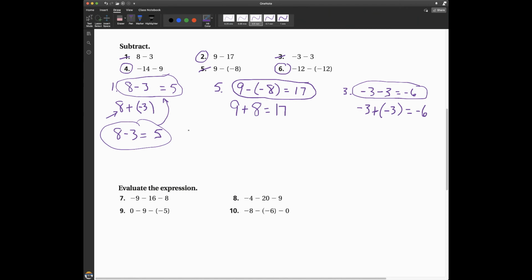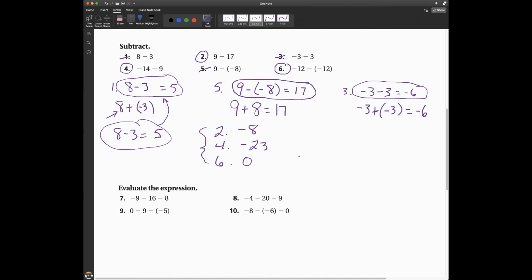Okay, so if you worked out problems 2, 4, and 6, your answers would be: for number 2, you should get -8. For number 4, you should get -23. And for number 6, you should get 0. Okay, so check your answers with these. If you have questions, then ask me about these problems tomorrow in class.